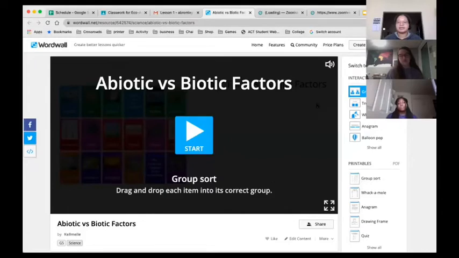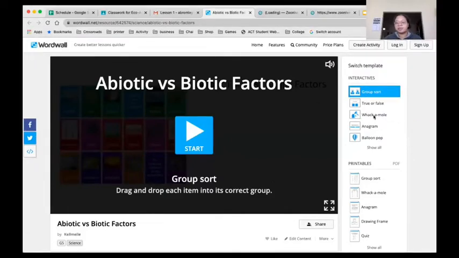Yep. So now we're going to go play a fun game called Abiotic versus Biotic Factors, and it's a whack-a-mole game. So now you're going to go to the Abiotic versus Biotic Factors game link, and you are going to go to the top right corner and click the whack-a-mole game. So I will show you how to do that. So here's the game, and then right over here, you have the whack-a-mole game.